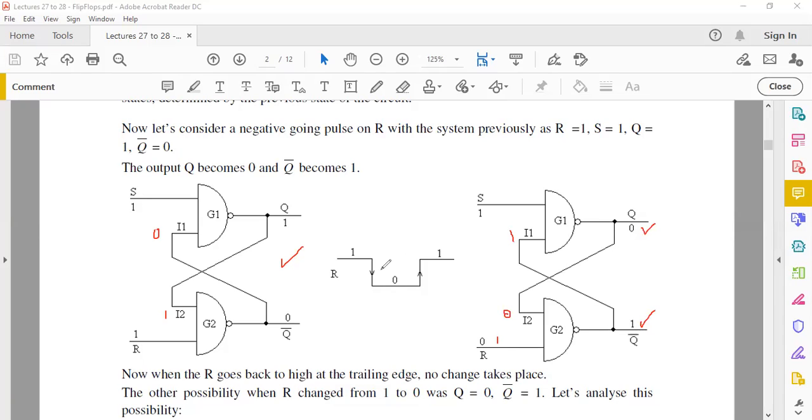So in conclusion, if your S was 1 and R was 1, which we said earlier is a stable state, which allows your Q and Q bar to be at different logical states, and in this condition you made your R become 0, what will happen? Your Q is going to become 0 and your Q bar will become 1.